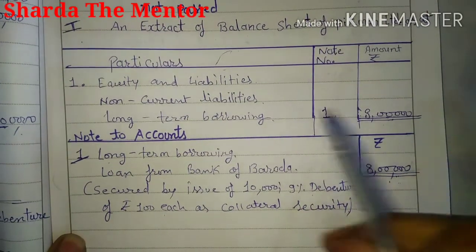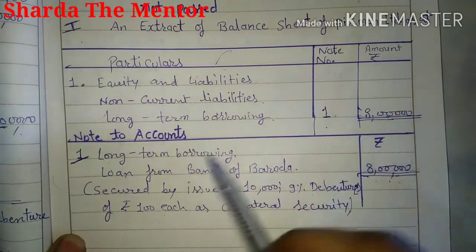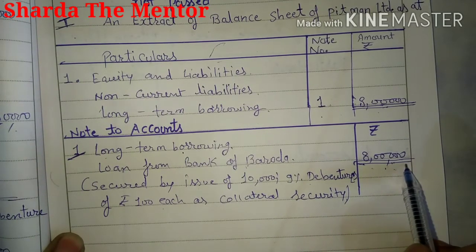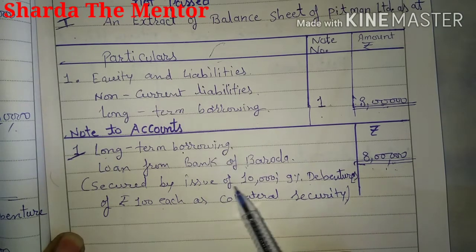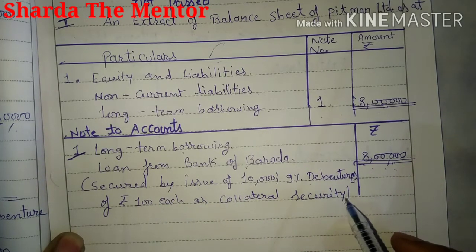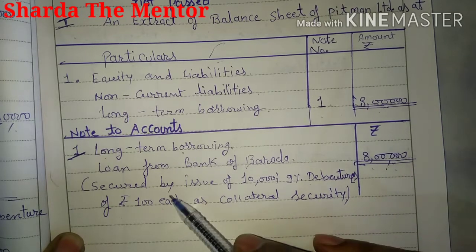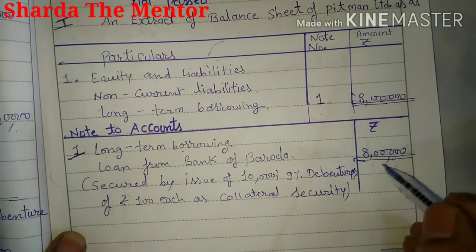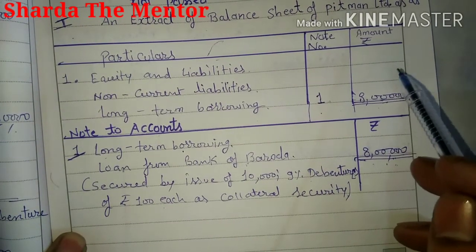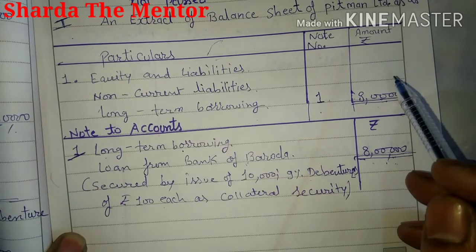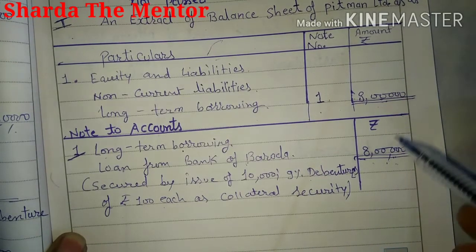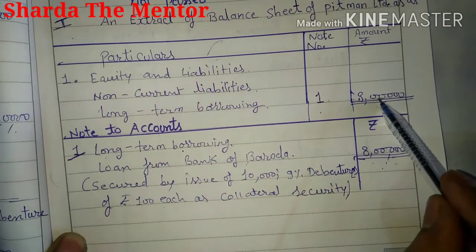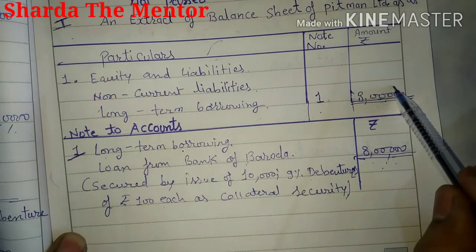I am repeating once again that here we won't pass any general entry. First, whatever be the loan that you will show in the note to account, loan from Bank of Baroda 8 lakh rupees. After that you will mention only how many debentures you have kept as a mortgage with the bank. So secured by issue of 10,000 9% debentures of 100 each as a collateral security. And in the balance sheet you will mention the non-current liability. You won't mention the debentures value. Whatever be the loan that you have taken, that you will show here. So in the balance sheet you will mention the long-term loan.